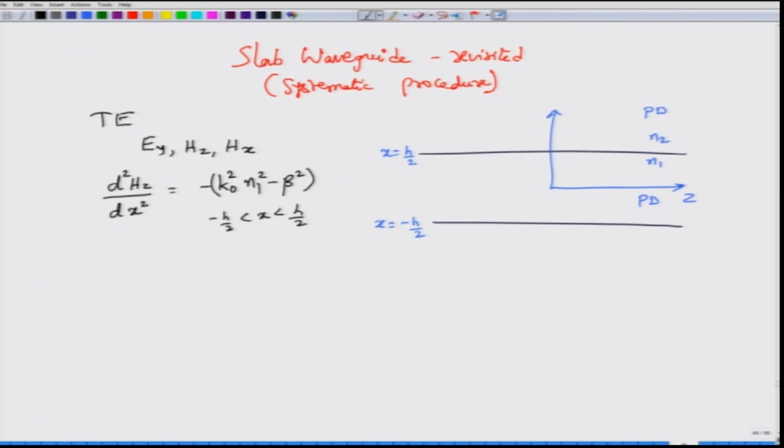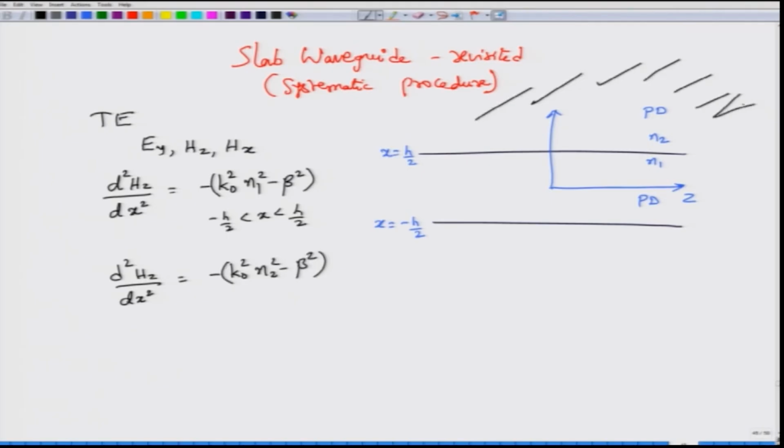So, in the previous parallel plate waveguide, we had only one equation which was valid inside the slab, but outside Hz was assumed to be 0, far away from the interface. Now I can't do that. I have to assume d square Hz by dx square will be equal to minus k0 square n2 square minus beta square, because the outside medium is all a perfect dielectric of refractive index n2. So, this is the case when x is greater than h by 2 as well as when x is less than minus h by 2.